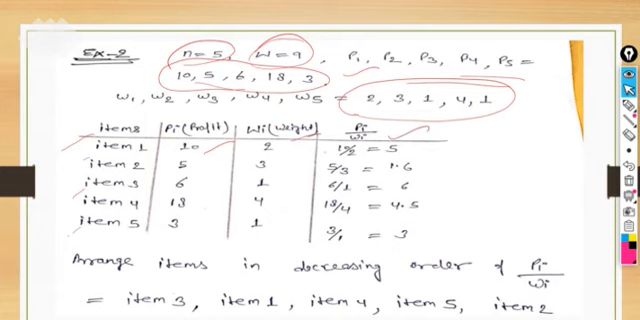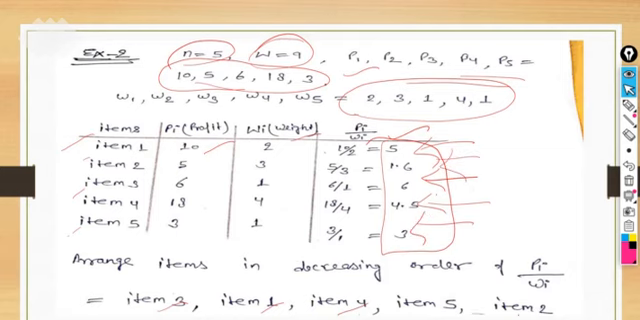This is the main thing. Profit per unit weight is what we are trying to find out. So we get the per unit weight here for all items. Now arrange all these in decreasing order. Now how will it be arranged? Item 3 has the maximum per unit weight, so it will come first. Then 1 will come, then 4, then 5, and last 2.